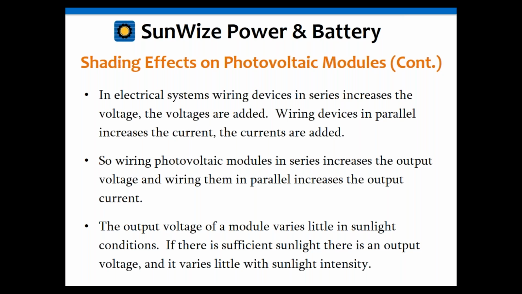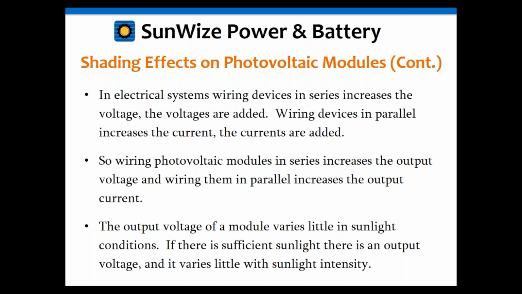And you put solar modules in parallel to increase the current. Same thing's true with batteries. So wiring modules in series increases the voltage, and wiring in parallel increases the current. The output voltage varies little with the sunlight conditions, but the output current is directly linear to the amount of sunlight that hits that module.